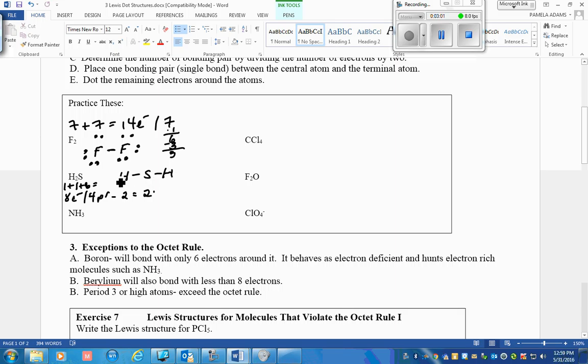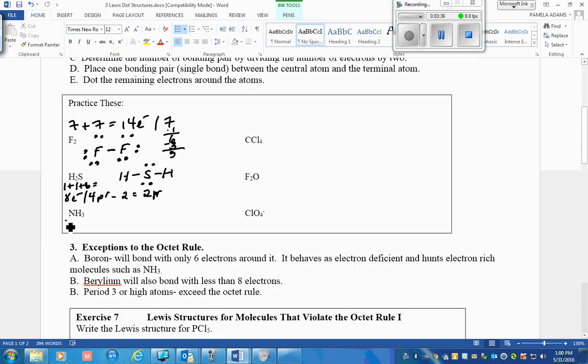Hydrogen is satisfied with a duet, as we recall. It only has that 1s2 configuration, so that's all it can take. Therefore, I will satisfy the octet rule for sulfur by dotting my remaining 2 electron pairs around the central atom. And I see now that sulfur has 2 lone pair electrons here, 2 lone pair electrons here, and 2 shared. So that's 2, 4, 6, 8. It has satisfied its octet rule.